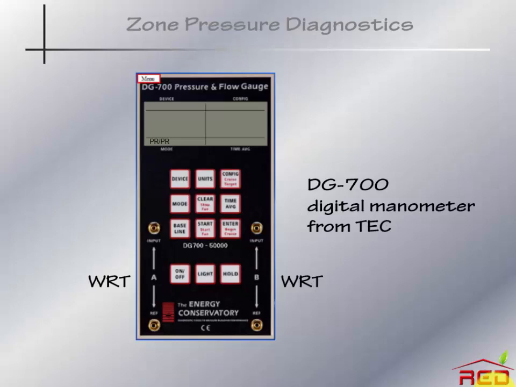Because I think this is the most common one out there, I'm going to spend most of my time just going over some of the issues with setting this up correctly for ZPD. First of all, it's important to set the manometer up as pressure. Here you see PR/PR. That means you'll have pressure on this register and pressure on this register.